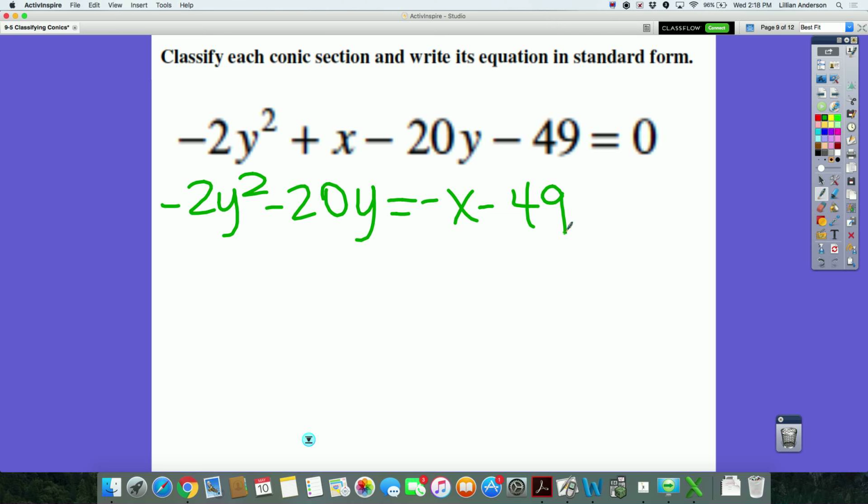Remember, when you complete the square, the first term has to be 1. So that means you have to factor out a what? Negative 2. When you factor out a negative, this applies with parabolas and also when you're doing hyperbolas, when you factor out a negative number, this term becomes what? Positive.